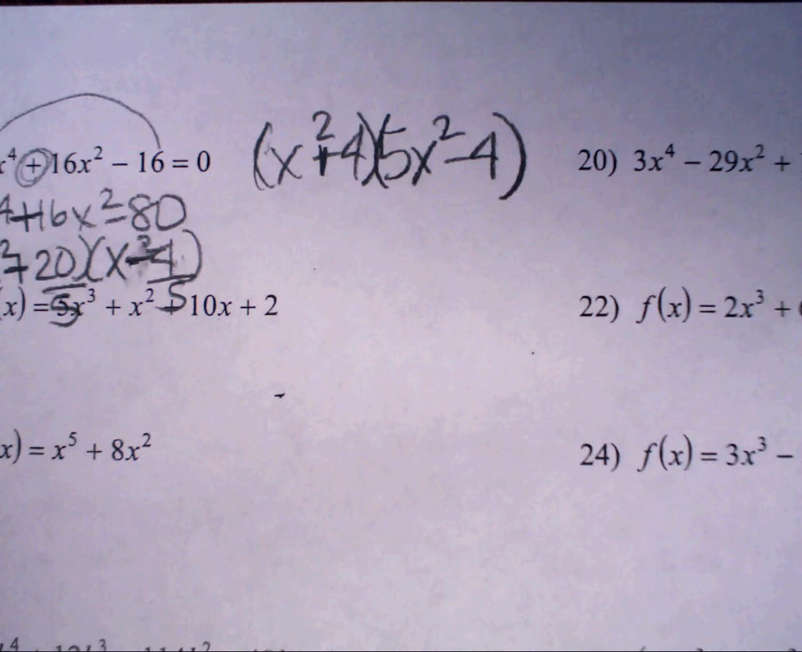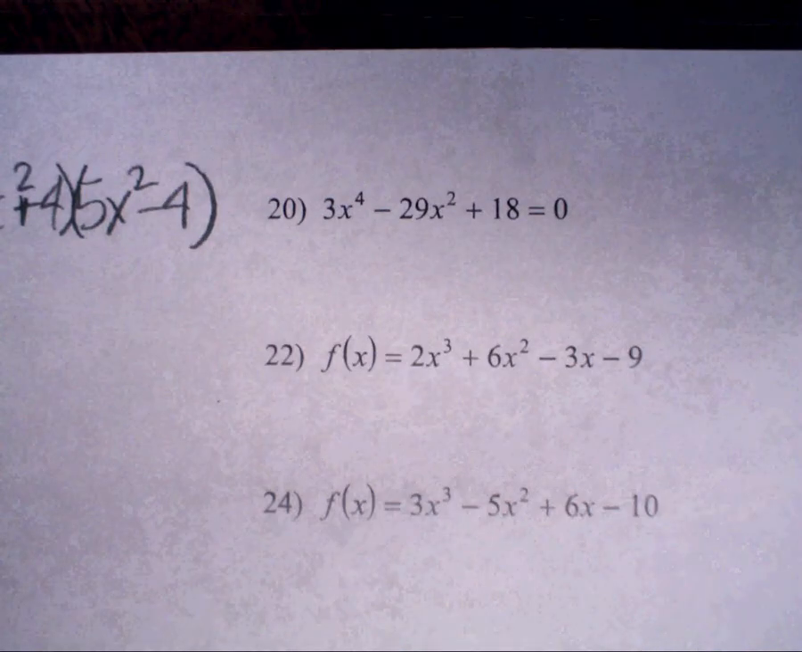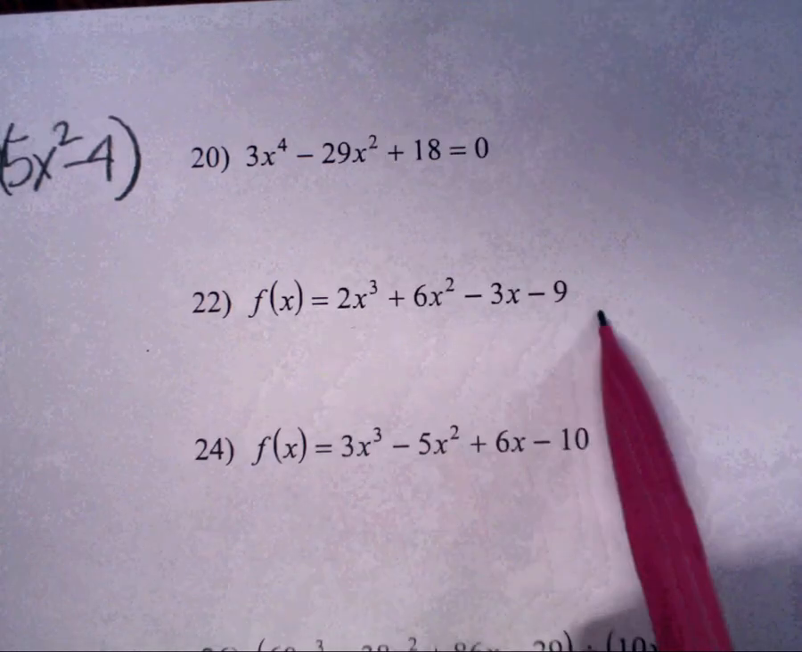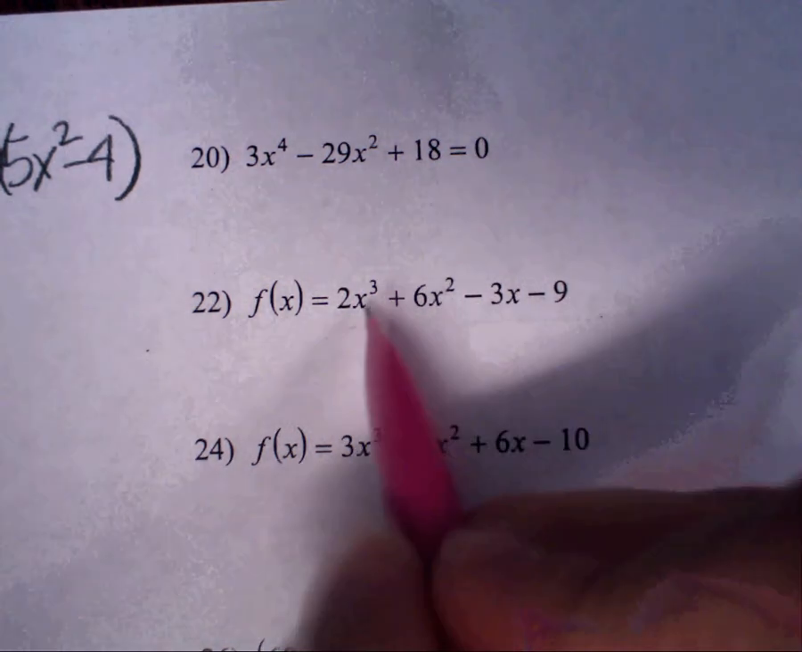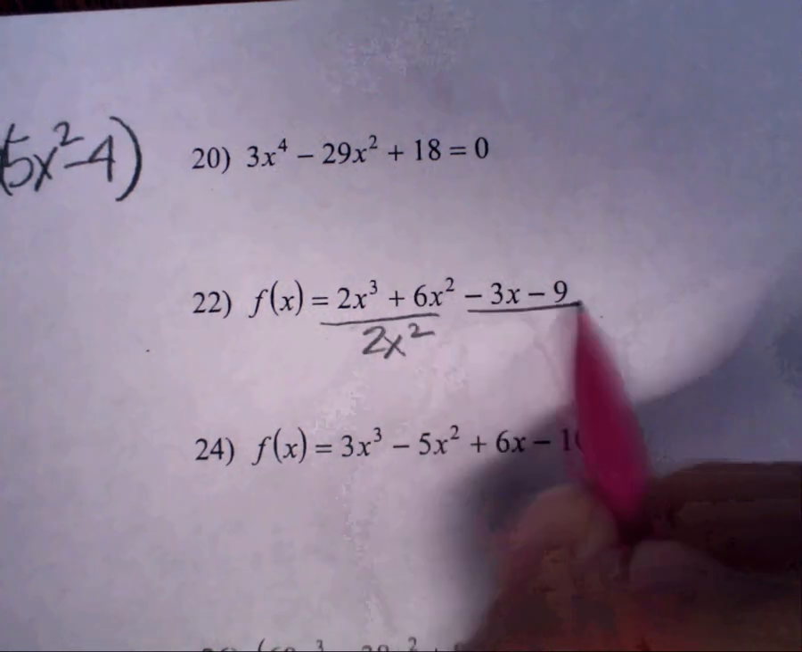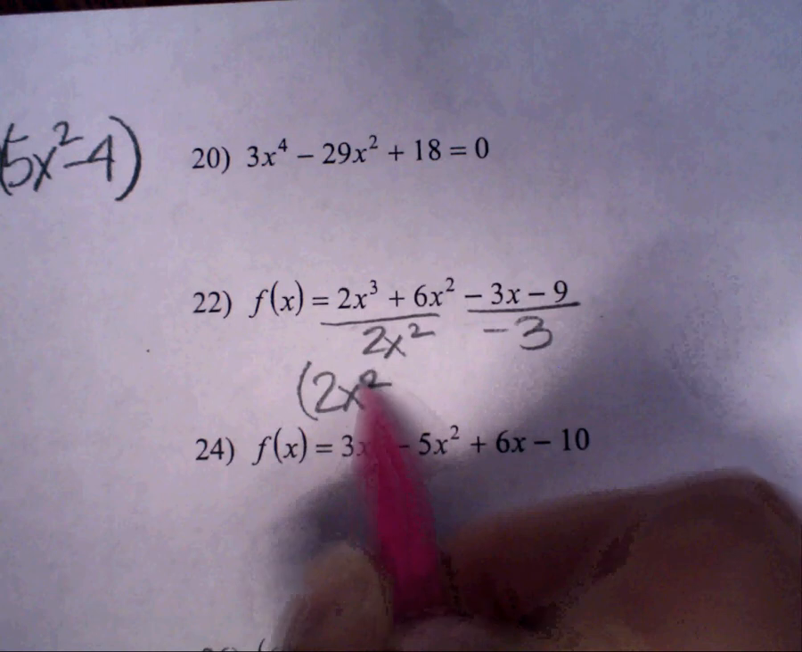Alright, so we're going to do number 22. Number 22 is a grouping problem. So what we'll do first is check GCF. So GCF across the board, nothing all in common. So I move on to doing grouping, and I'm going to take out a 2x squared. I'm going to take out a minus 3. So one parentheses is what I took out, x squared minus 3.